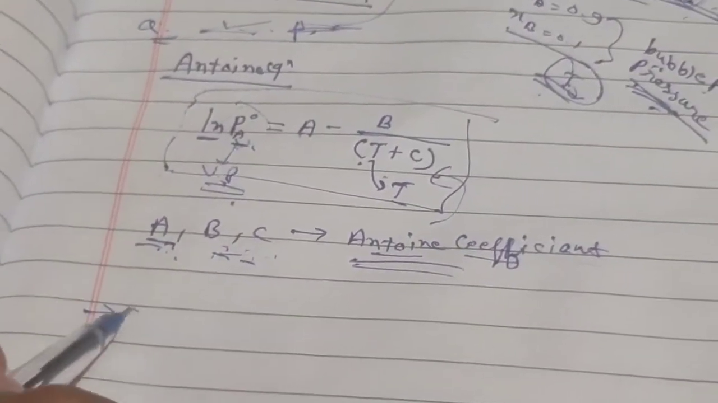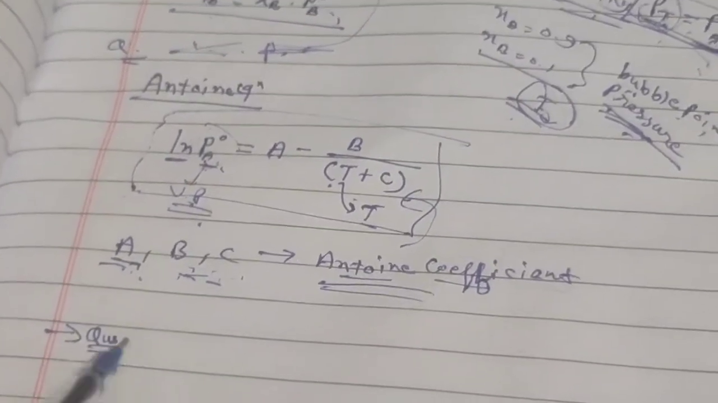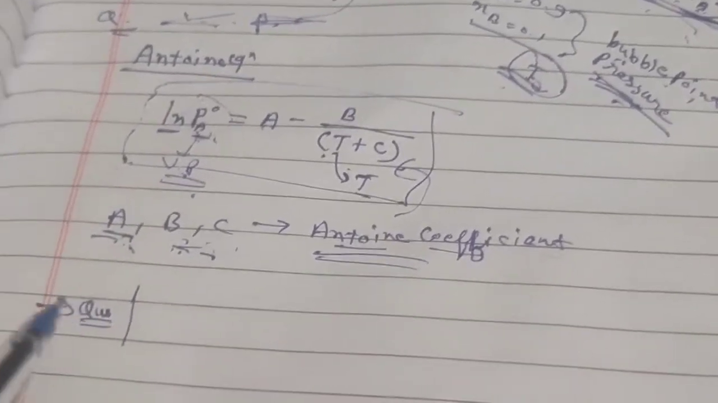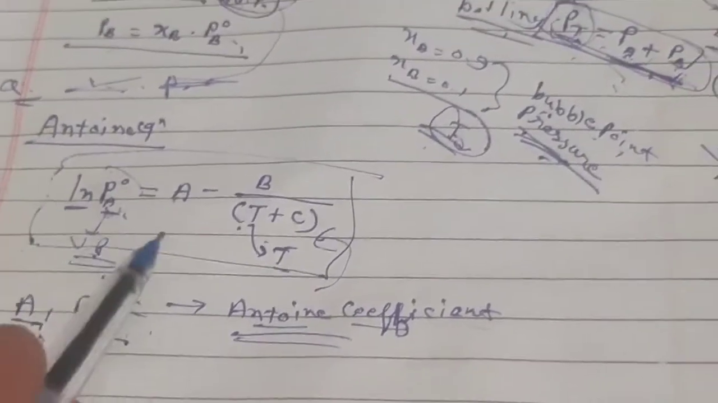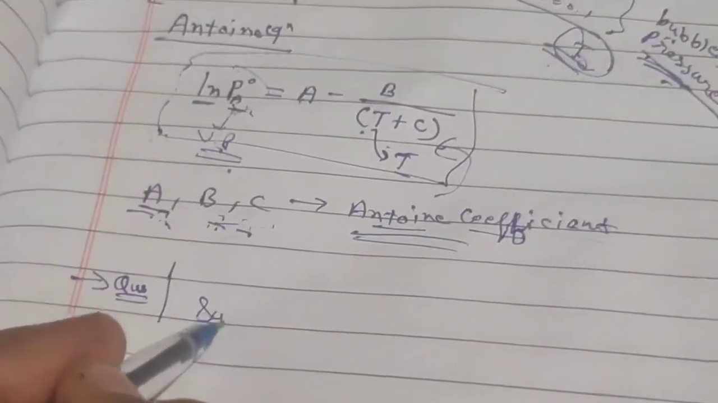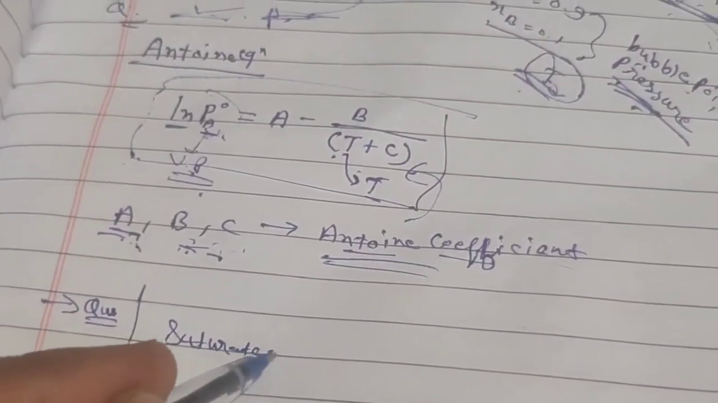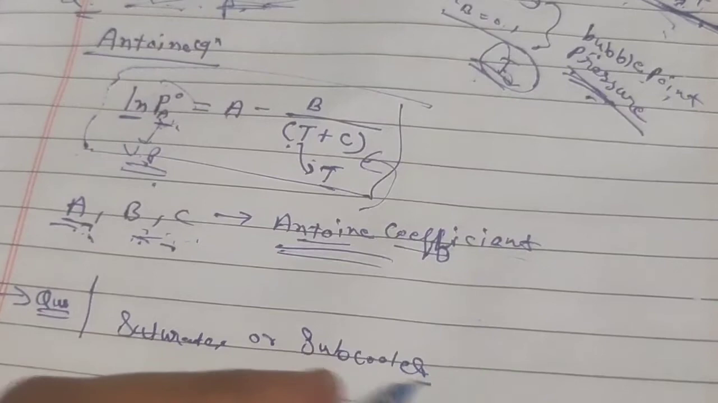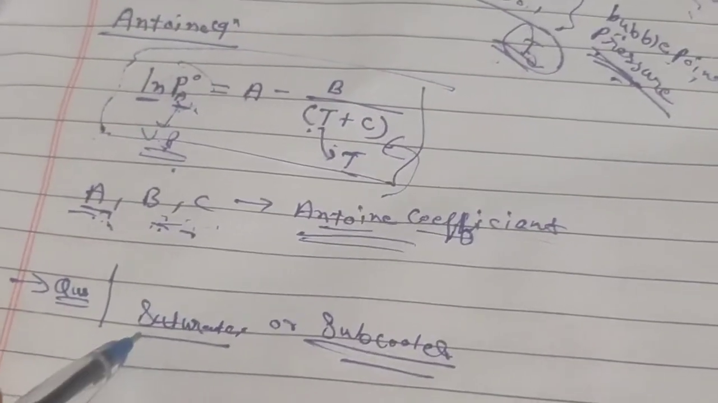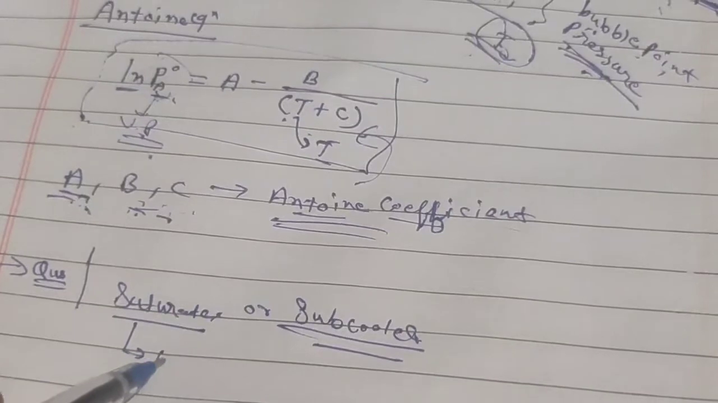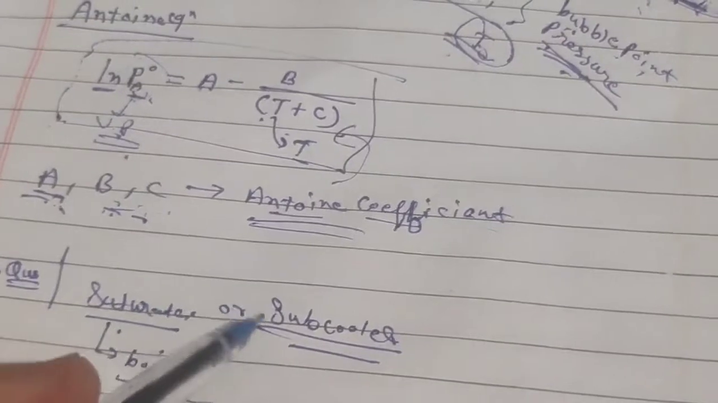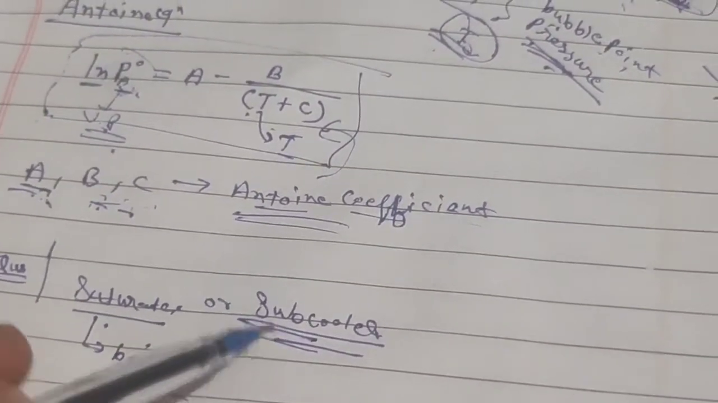Another more important thing they can ask: they can give you the values of A, B, C, and they can ask you whether the mixture is saturated or subcooled. This term means whether it is at its boiling point, whether it's boiling or not, and subcooled means it's not boiling yet. We need to increase its temperature.